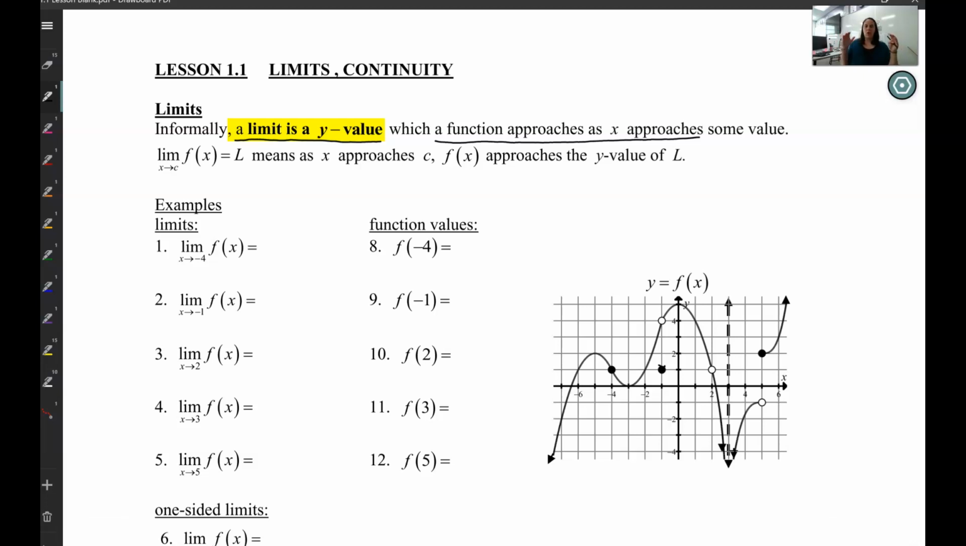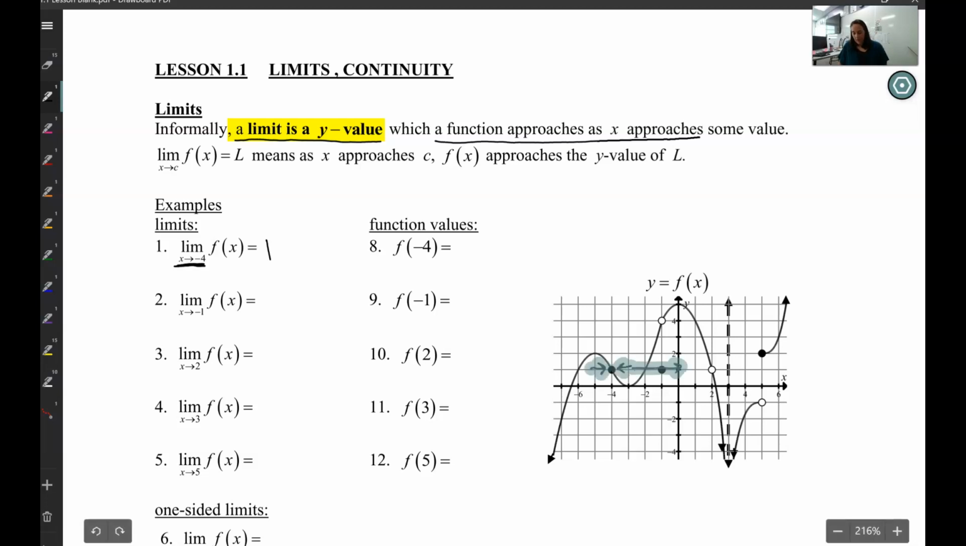So as we get closer and closer to some x value, what's the y value we're getting closer and closer to? So if I look at this first one, this is as x gets closer and closer to -4. And that means from both directions. So I'm going to look. As this graph gets closer and closer to -4, what is the y value that we're getting closer and closer to? Well, it looks like we're getting closer and closer to a y value of 1.